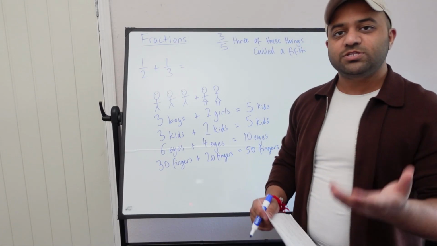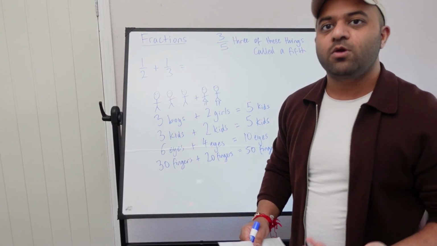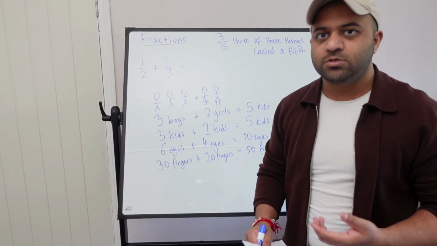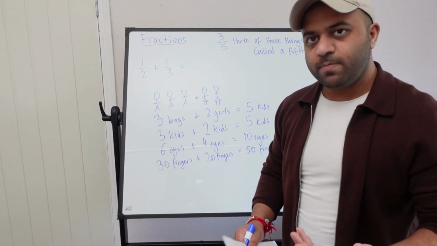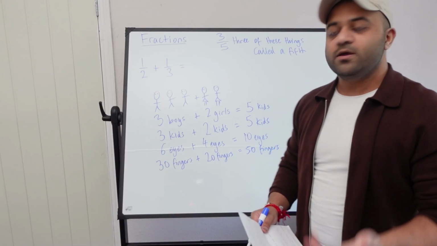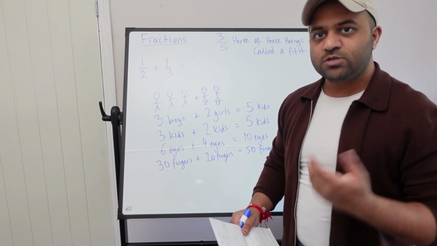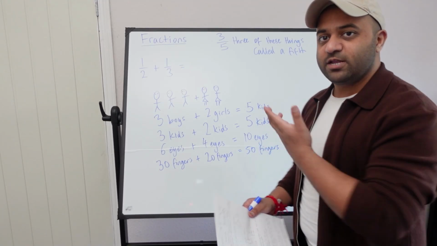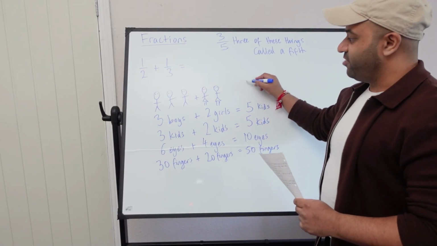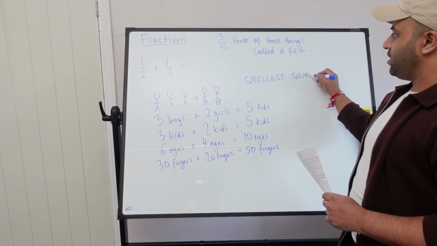So, as long as there's a way to label both of these different groups in the same way, we can then total them together. Now, out of these 3 examples, kids, eyes, or fingers, which is the easiest to add together? That would be the kids, because those are the smallest numbers. So, ideally, to make the calculation as easy as possible, we want to try adding things together so that they have the smallest same name.